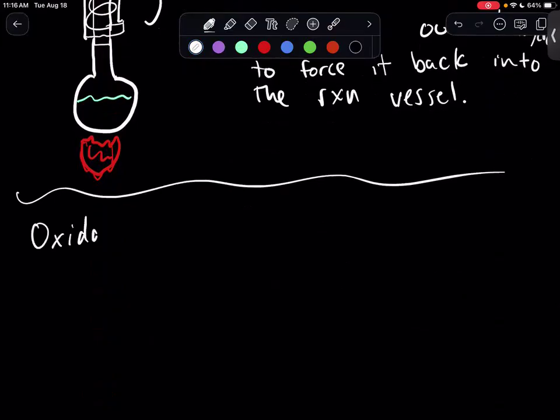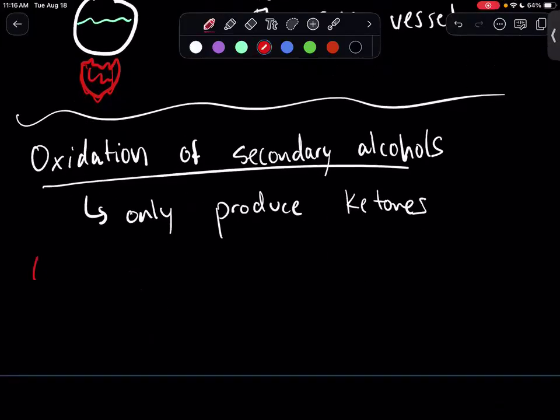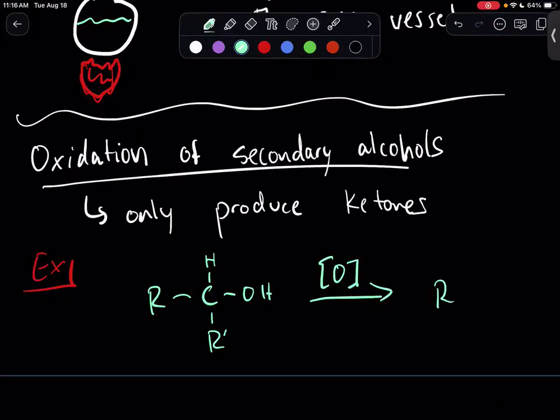Very briefly, we'll look at the oxidation of secondary alcohols. And this one is very, very simple. We only produce ketones. So if we look at it here, you'll notice there really isn't much else to do. We have our carbon bonded to our other carbon chain and our alcohol. And when we oxidize it, well, we end up with RC double bond O R prime. And this is where we end.